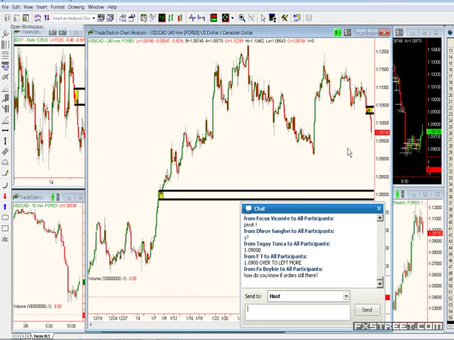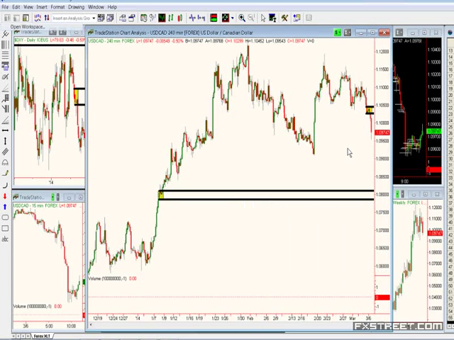Okay. So there's our fresh supply, fresh demand below. And okay. So that's a good question there by Boyke. How do you know there's still orders there? Well, if you look at this level right here, right?